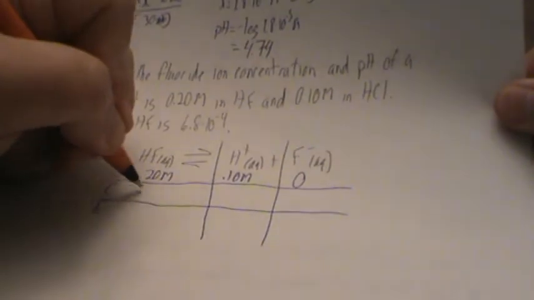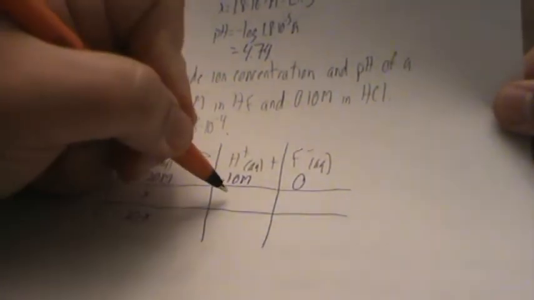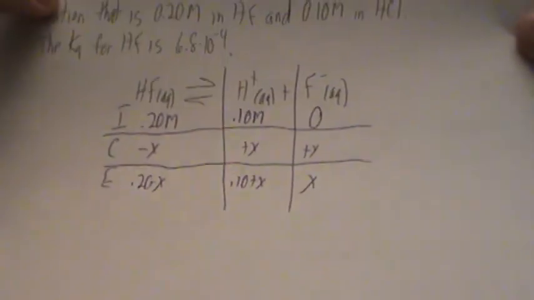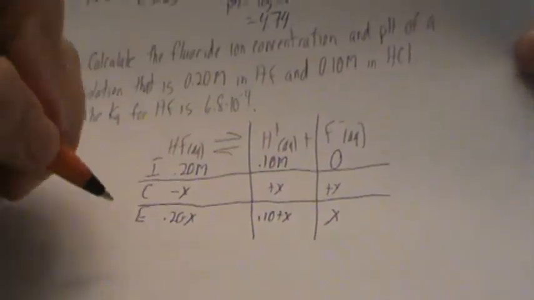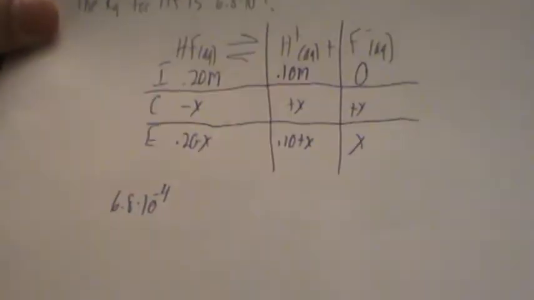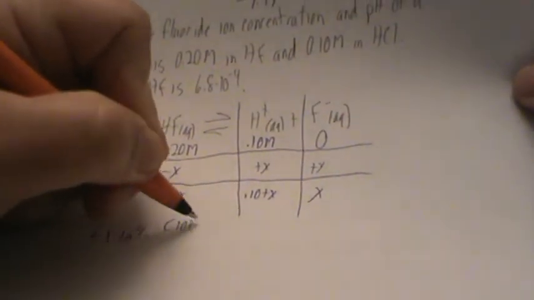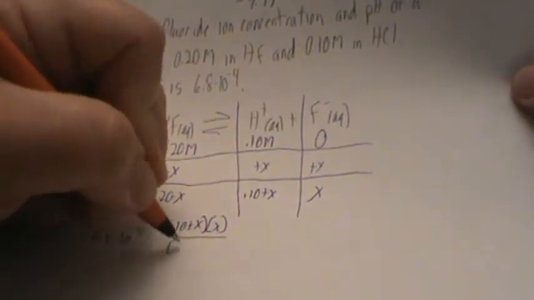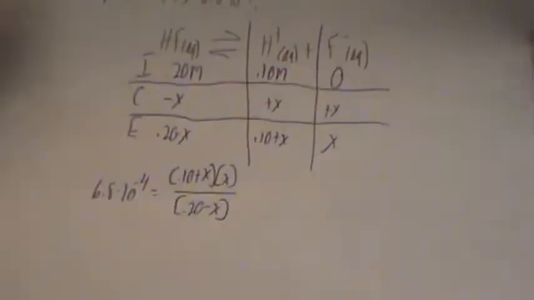So the change for HF is going to be negative X, so 0.2 minus X. For hydrogen ion and fluoride it's a plus X. So at equilibrium for hydrogen, we're going to have 0.10 plus X, and for fluoride, it's just going to be X. So we're going to take 6.8 times 10 to the negative fourth, and that's going to be equal to 0.10 plus X times X all over 0.20 minus X.